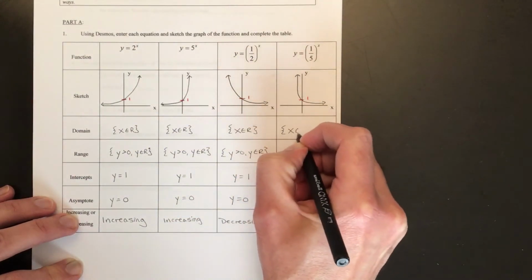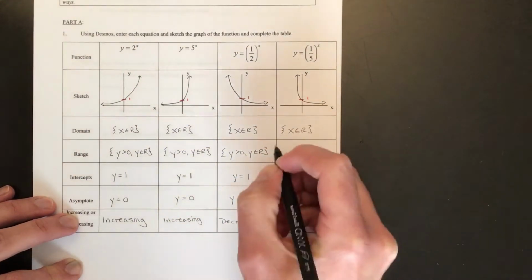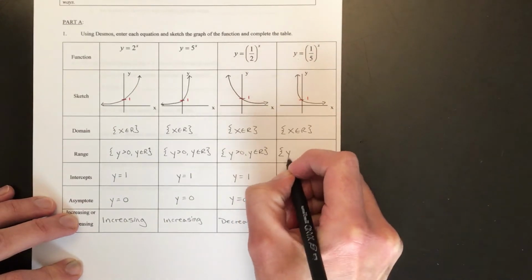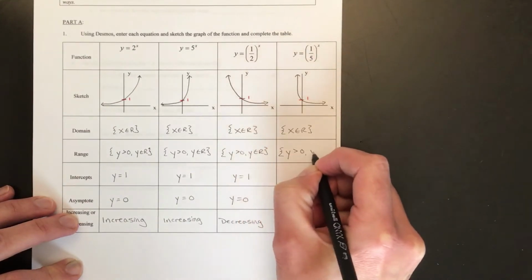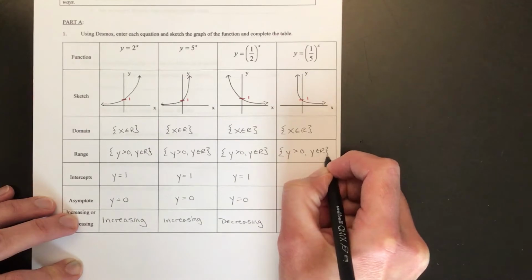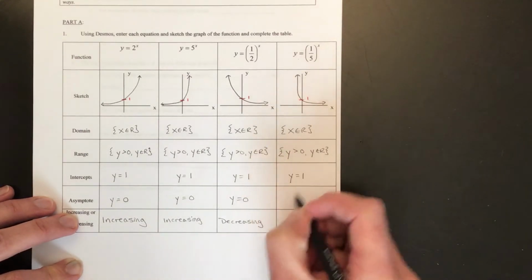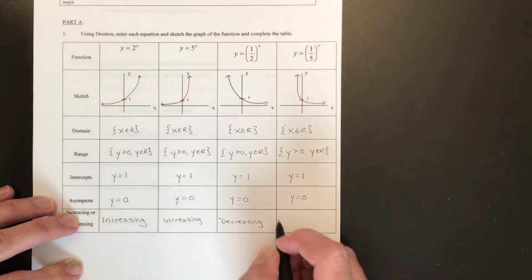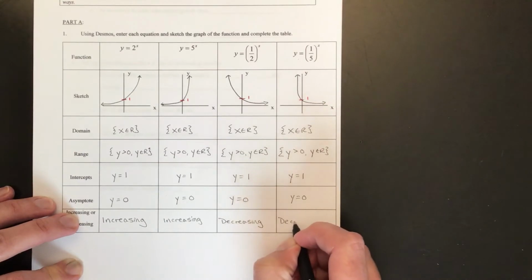The domain is still x ∈ R. The range remains the same at y greater than 0. Same, and again, decreasing.